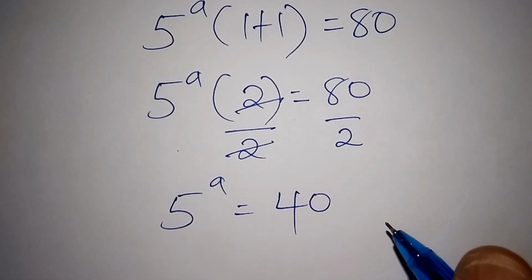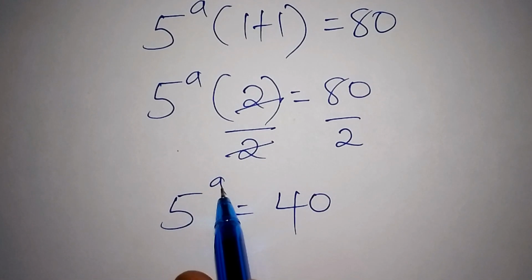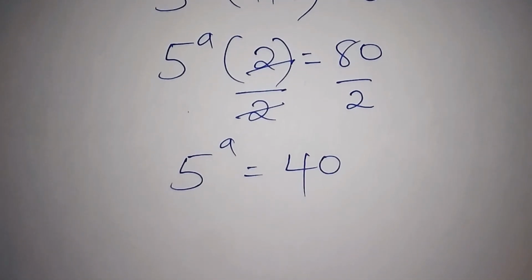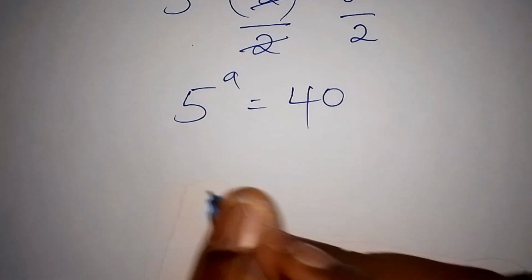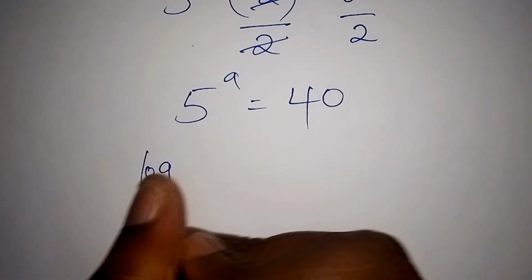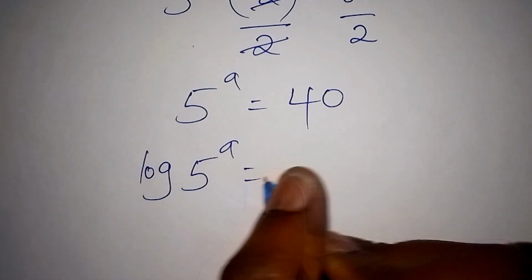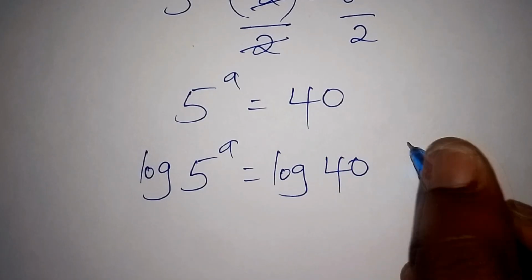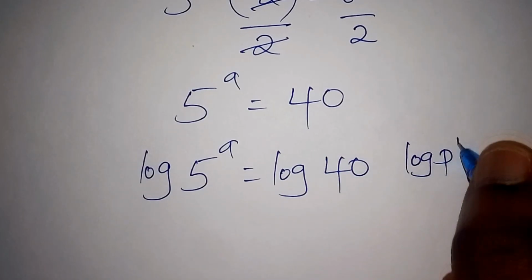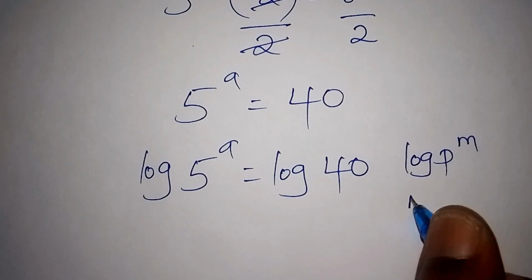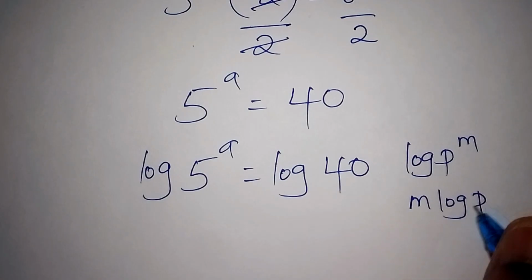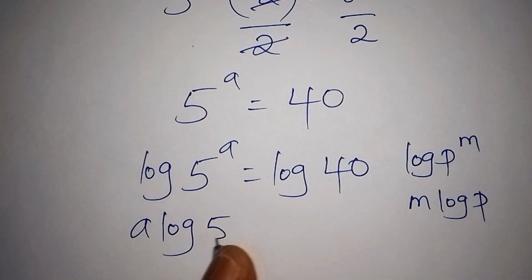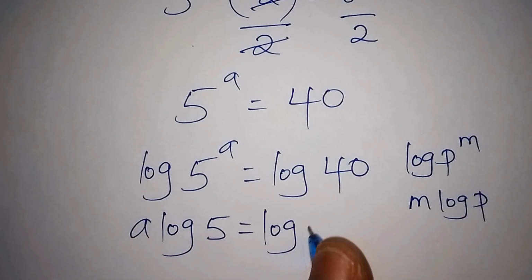The next thing you need to do, since we still have 5 to the power of a, is to introduce the log on both sides so that we can work it out within the shortest time possible. So now we have the log of 5 to the power of a is equal to the log of 40. Remember that when you have the log of p to the power of m, this can also be written as m times the log of p. So in this case we have a times the log of 5 is equal to the log of 40.